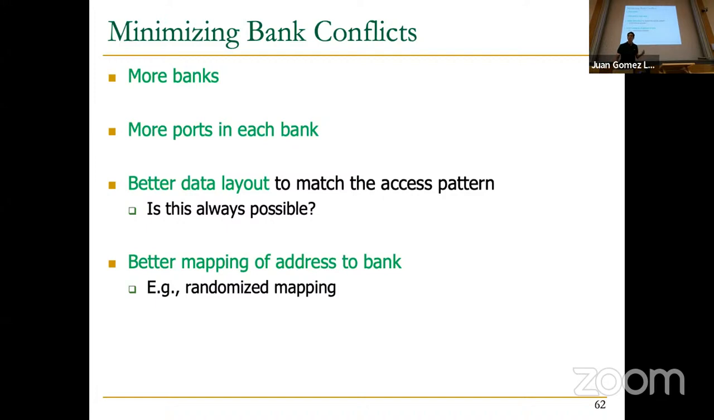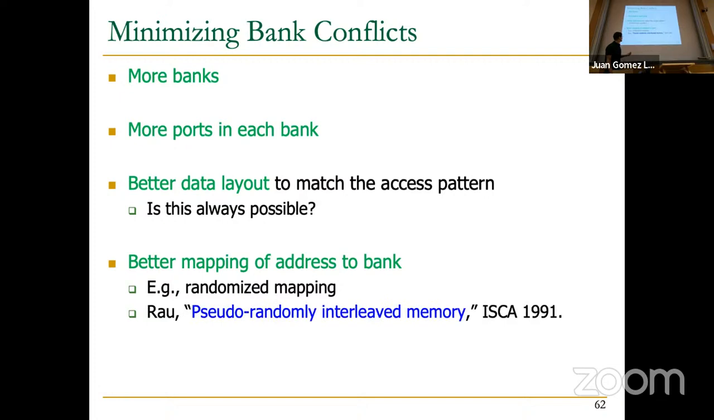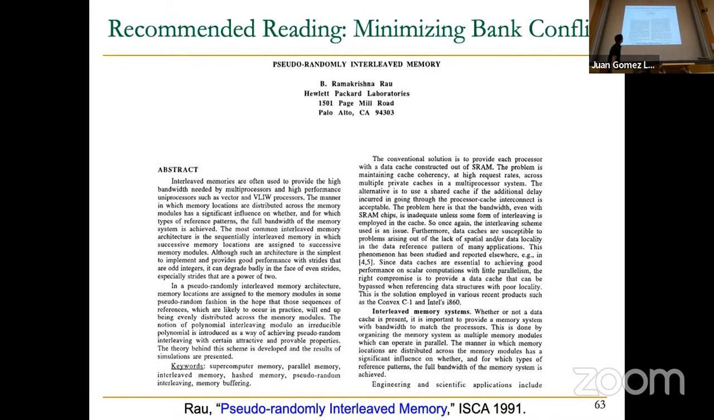By using these hash functions, I can randomize or pseudo-randomize the mapping, and this way I can avoid many of these bank conflicts that I mentioned as the example of the column of matrix B, right? And this was first proposed in 1991 by Bob Rau, and this is the paper, for sure recommended reading.